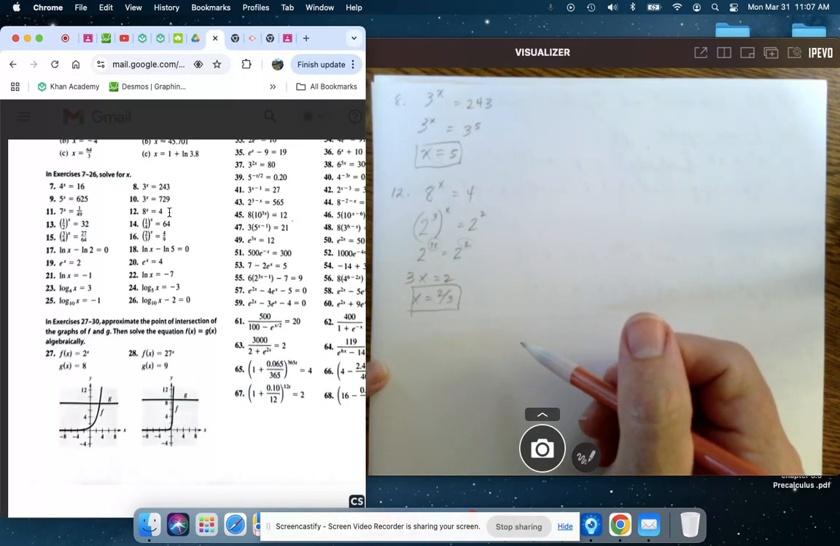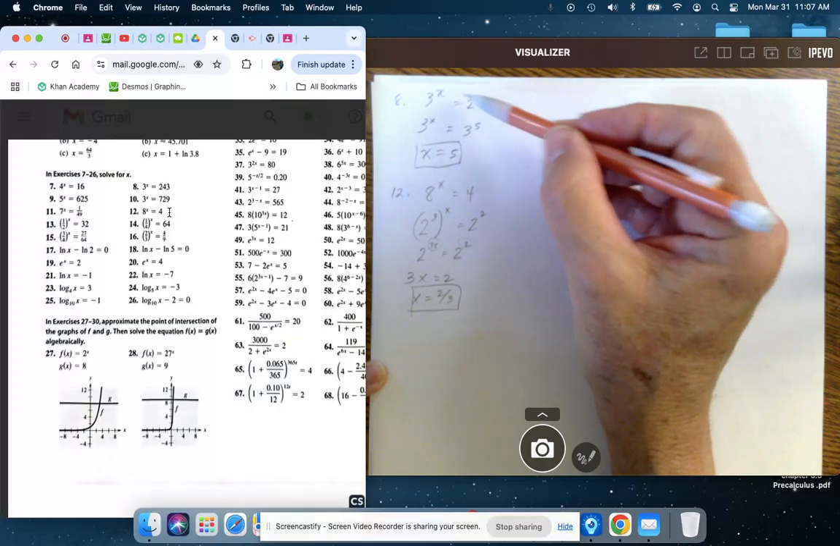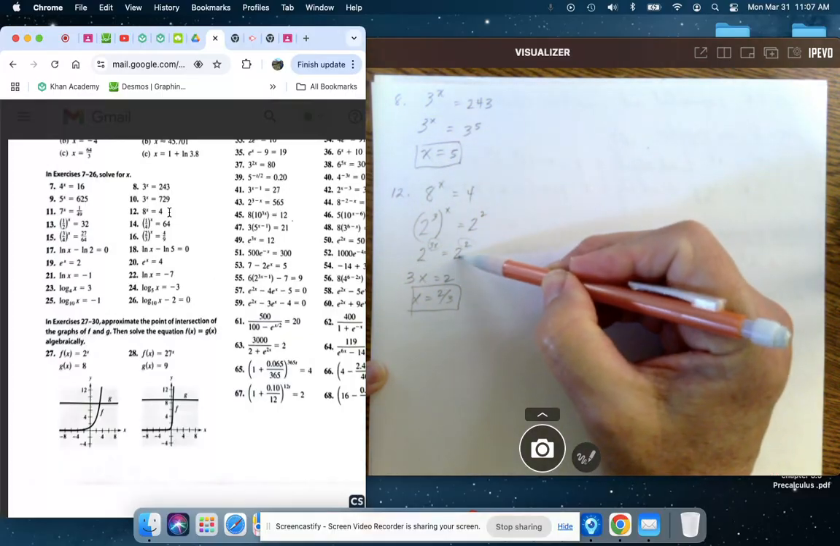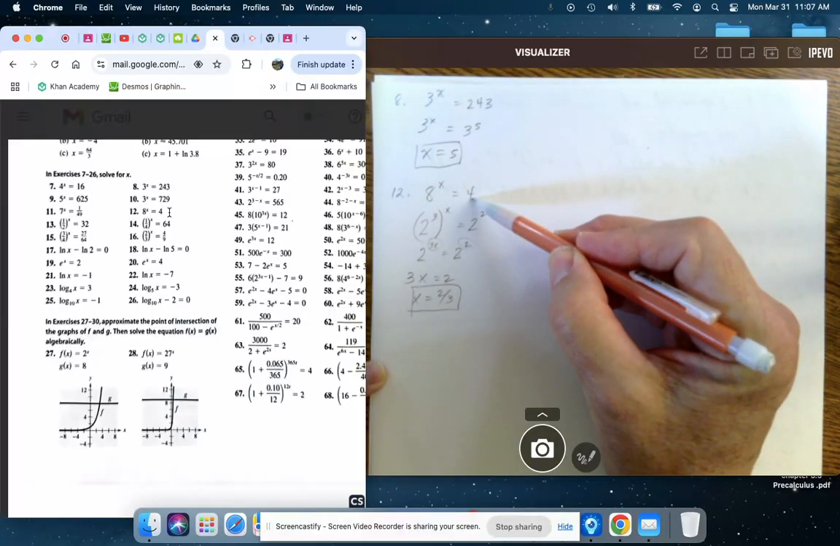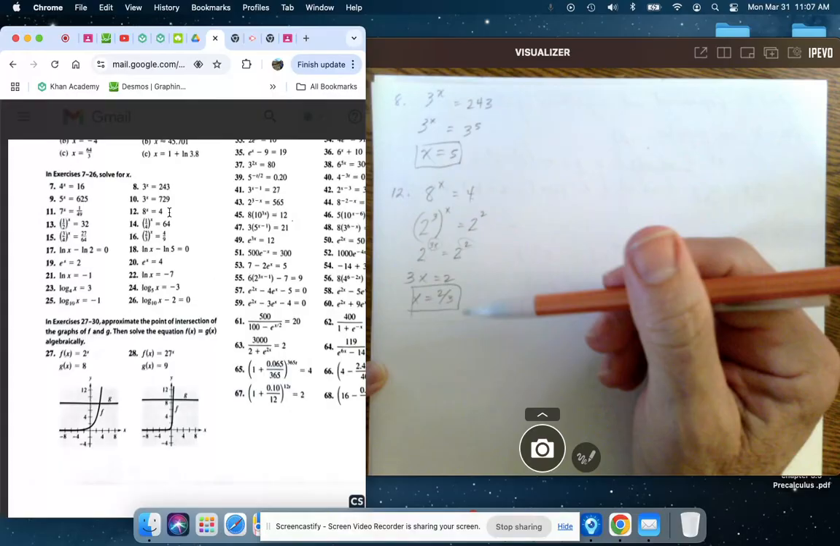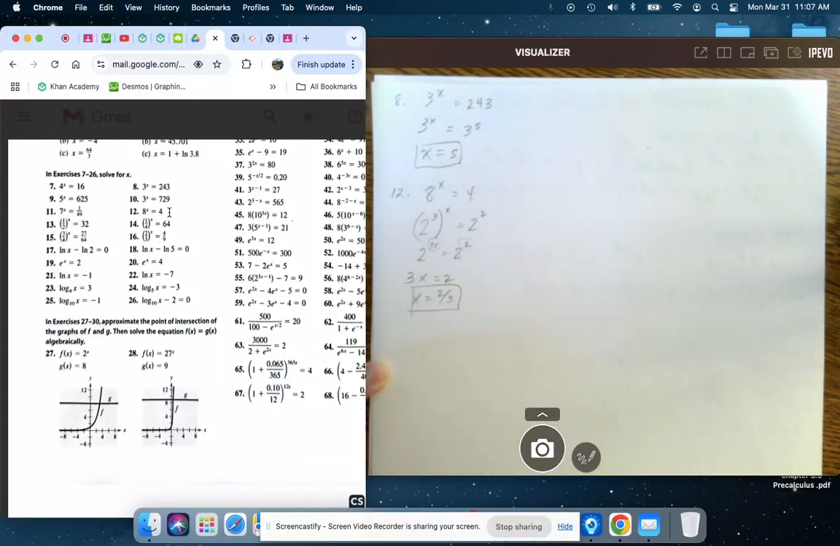All right, so notice what I'm doing. I'm trying to get both sides of the equal sign to have the same base, right? 2 and 2. Started out with 8 and 4. So once you get the same base, then the exponents are equal, and it's pretty easy after that.